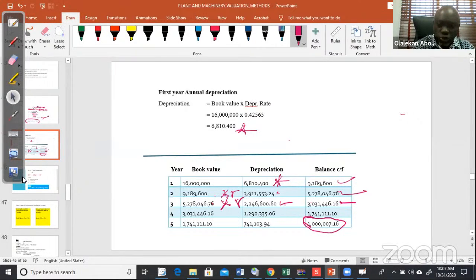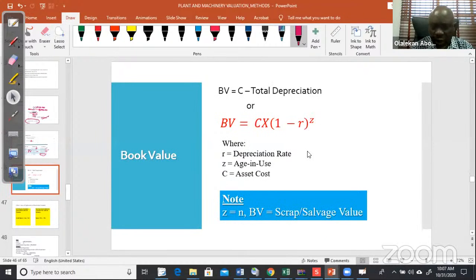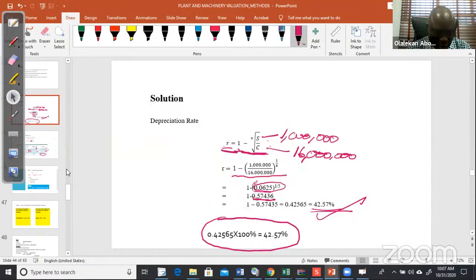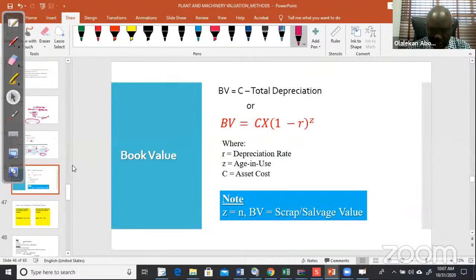So that is how to use this formula. Or maybe I should use my pen to do it. Let me use my pen since I have a pen that can write faster today. So now what we are saying is that with this formula, your book value will be equal to 16 million. Look at what you will compute to.